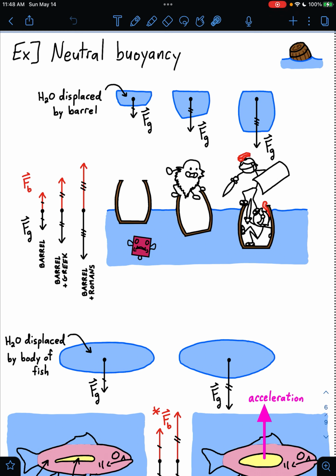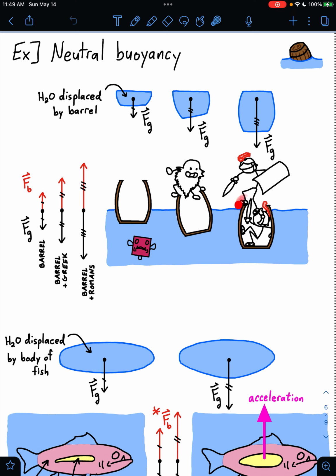Now, if we add a Greek onto that barrel, then that barrel will sink lower into the water. Here's the total weight on the combined barrel plus Greek. Here is the water being displaced by that barrel, now sitting lower. And if that water displaced has a weight equal to the weight of the Greek plus the barrel, then the upward force of buoyancy from the underlying water pushing up on that barrel can balance out that weight. And so our system can here be in equilibrium.